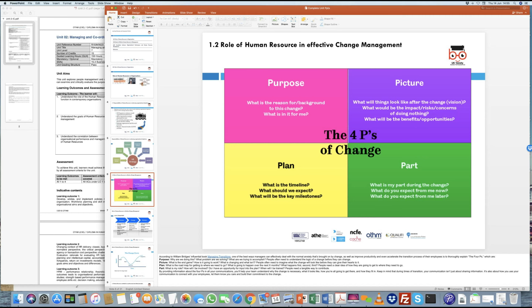And the last part will be part. What is my part going to be in the change? How will you be involved? How will your role change? So this is about me instead of we. This is about primarily you. How is it going to be effective, and how are you going to be directly affected by this?